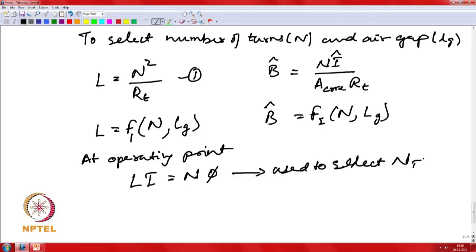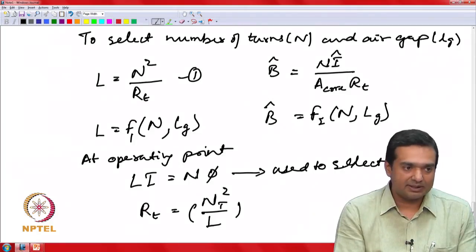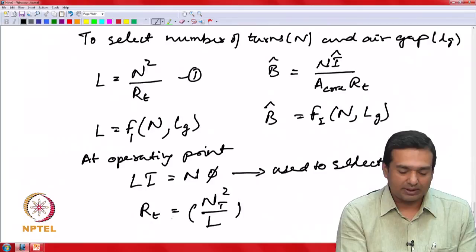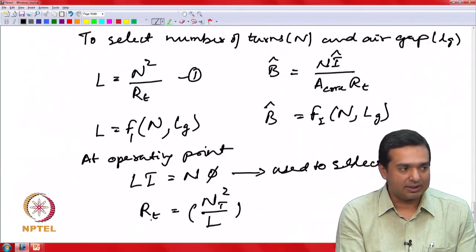Once you know the number of turns, you can go back to expression 1, and your total reluctance is your selected number of turns squared divided by L, and you can then figure out the air gap that would correspond to this desired reluctance. When you consider the air gap, you should also include factors such as fringing that would occur in the air gap to come up with a number that meets these constraints.